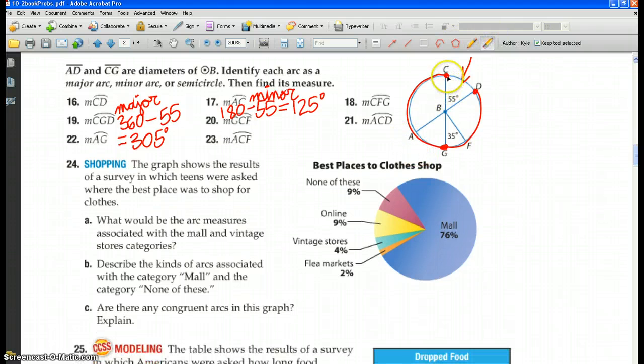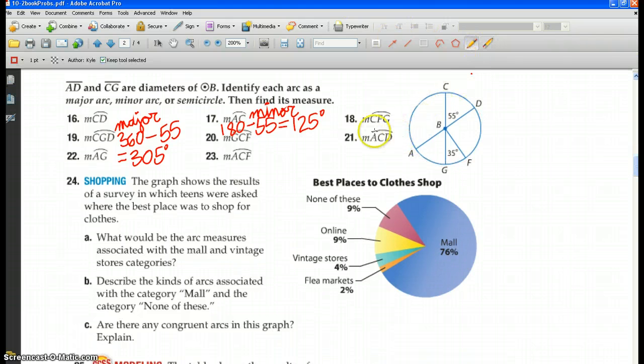Number 23. Oops, skipped one. Number 21. Let's find the measure of arc ACD. So from A through C to D, well, back in my directions, I know that AD is a diameter, so its endpoints are on the diameter, which means it's a semicircle or 180 degrees. I'm just going to write semi for semicircle and 180.